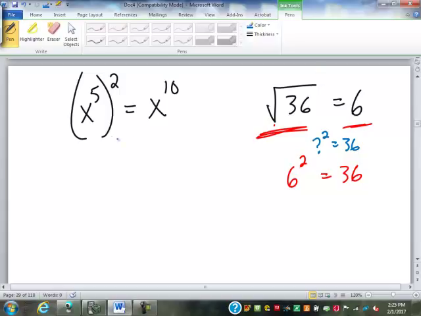So here, if I tried to find the square root of x to the 10th, what does that have to be? Well, it's asking us what item squared equals x to the 10th. We just saw it. X to the 5th squared is x to the 10th.